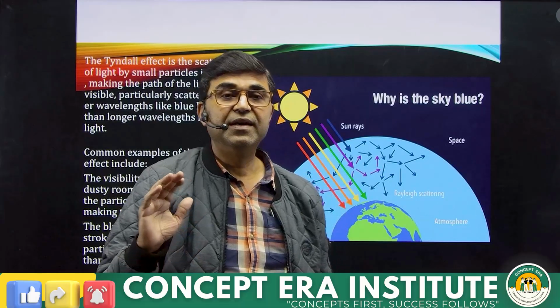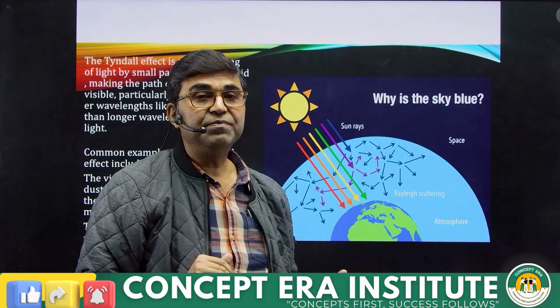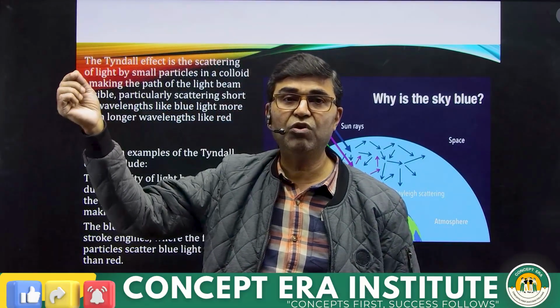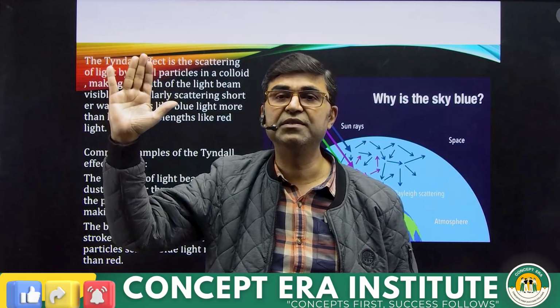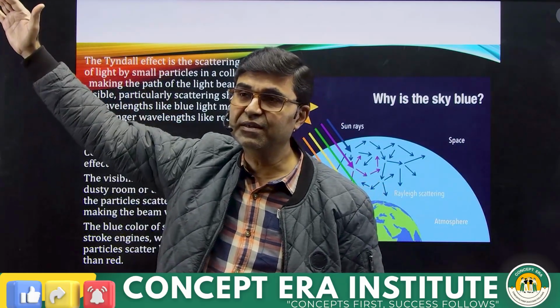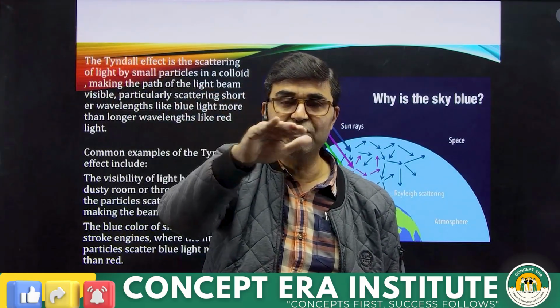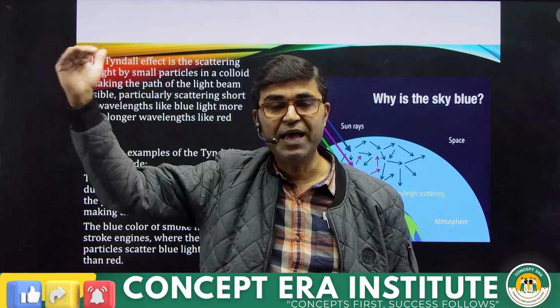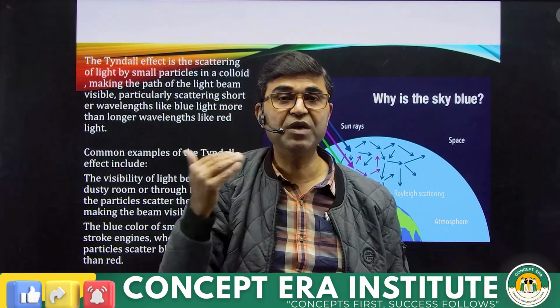Like when we are sitting in a dark room and the light is entering through a hole or through a slightly drawn curtain, we see the light coming in a particular manner, in a particular angle, in a particular direction. How are we able to see it?